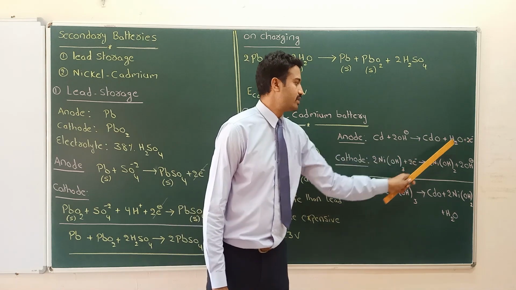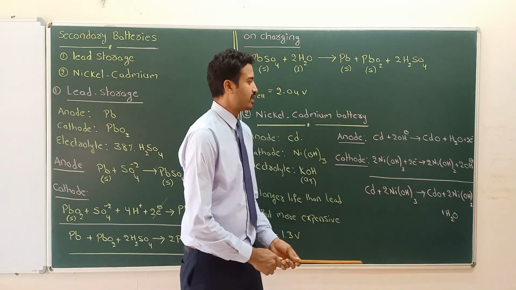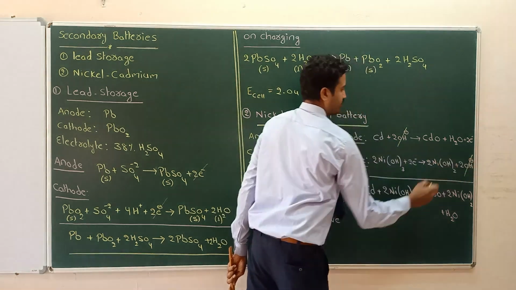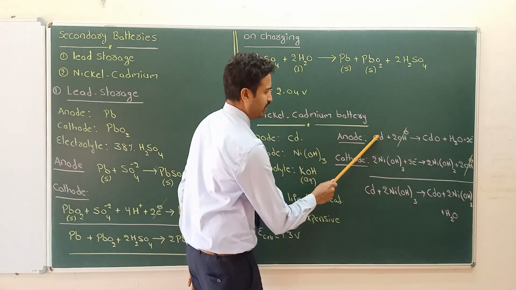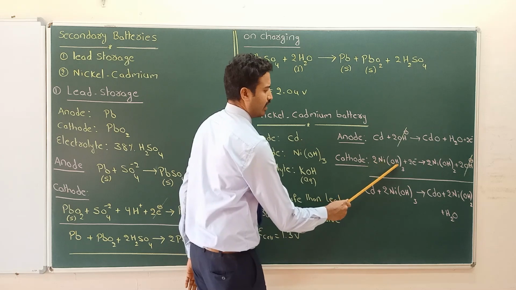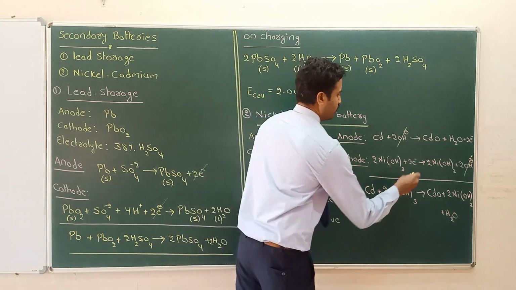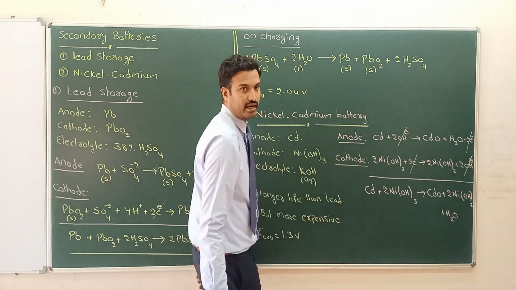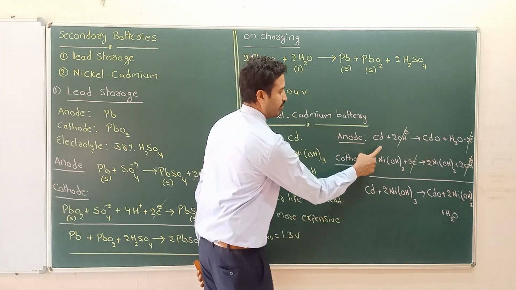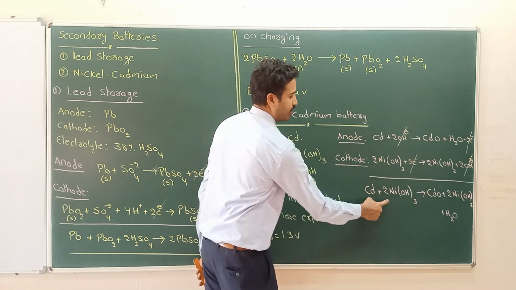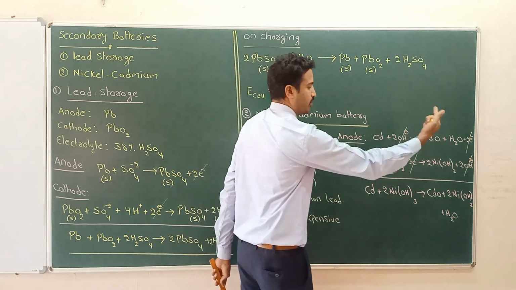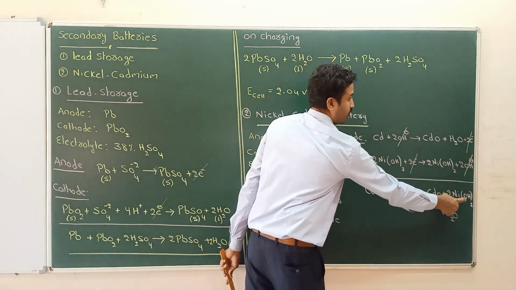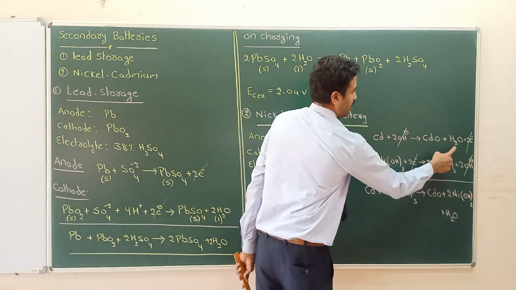Now this is the oxidation, this is the reduction. In the overall reaction, the 2 OH minus gets cancelled. Now cadmium here, 2 nickel hydroxide plus 2 electrons gets cancelled. So this is the reactant side. Overall reaction, reactant side: cadmium, hydroxy form of nickel. Next, product side: cadmium oxide, hydroxy form of nickel, OH2 plus H2O.